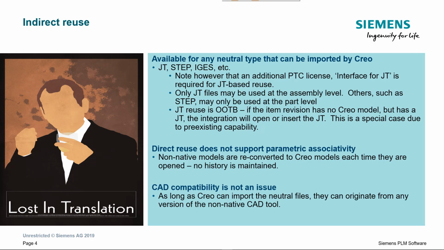Unlike direct reuse, indirect reuse cannot provide parametric associativity. Any CAD-level constraints attached to non-native models will be lost the next time the Creo assembly is opened. On the plus side, version compatibility is usually not an issue with indirect reuse, precisely because the exchange format is neutral to both the authoring and the reusing CAD software.